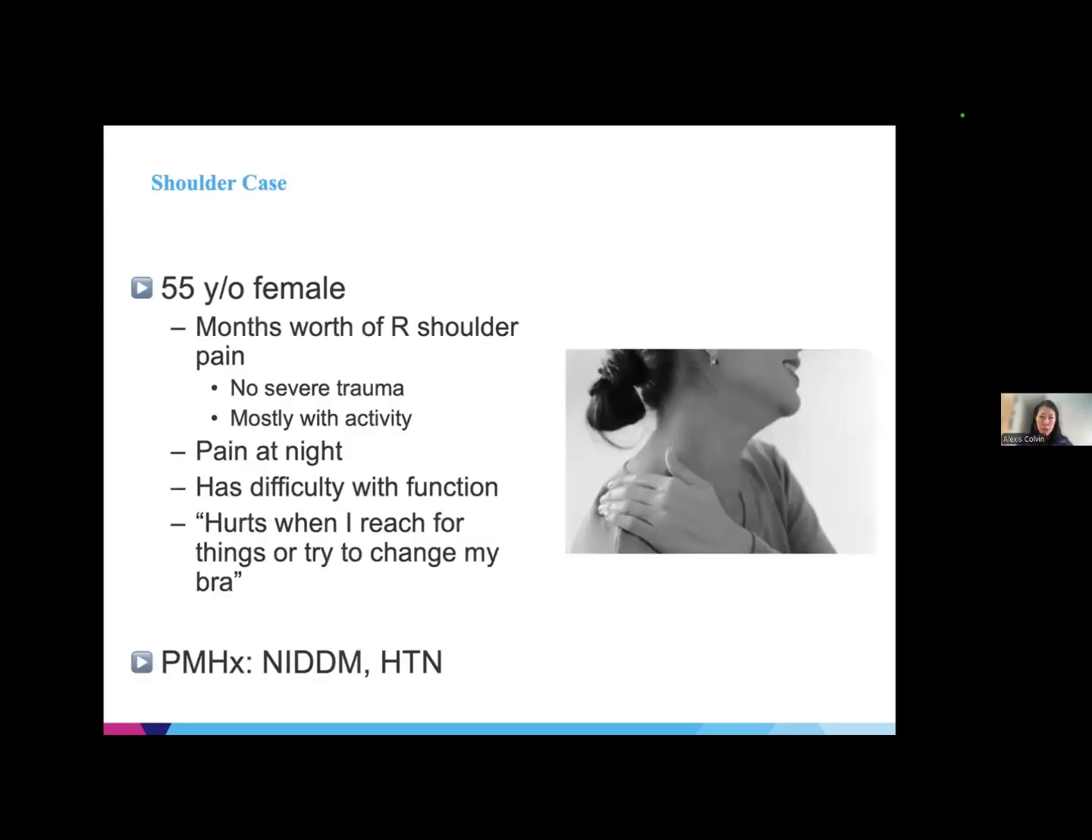Okay. I'm going to do one case and I'm happy to take any questions. So, a 55-year-old female who's had several months of right shoulder pain. She had no trauma, mostly pain with activity. She does have pain at night. She has difficulty with function. And one of the most common things that people say is that it hurts when they try to reach for things or if they try to put their bra on. And her history is positive for diabetes.